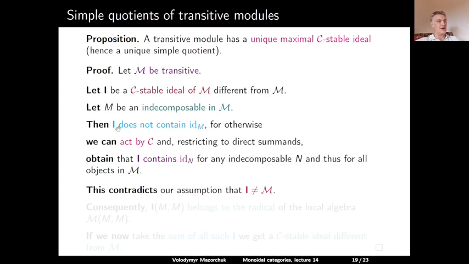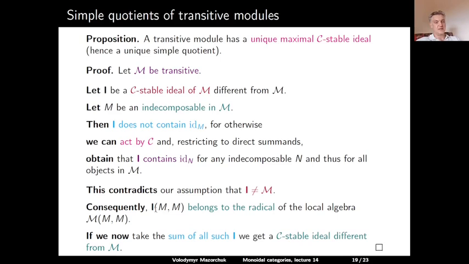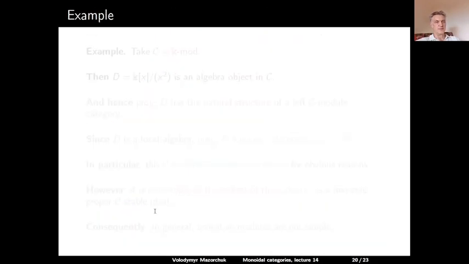So therefore, I doesn't contain the identity on any indecomposable, but this means that the endomorphism part of M belonging to I is in the radical of the local algebra of the endomorphisms of M in M. And of course, if we take the sum over all such I of subspaces belonging to the radical, we stay in the radical. And this means if we take the sum of all such ideals, we get a unique maximal C-stable ideal. And this proves our proposition.